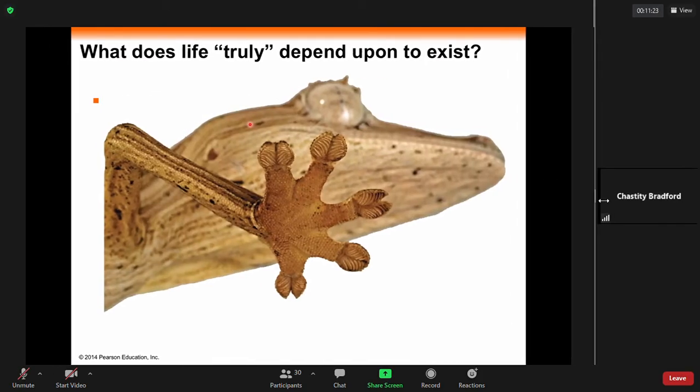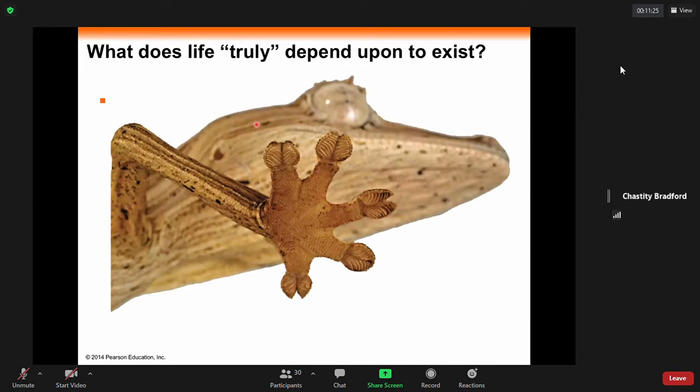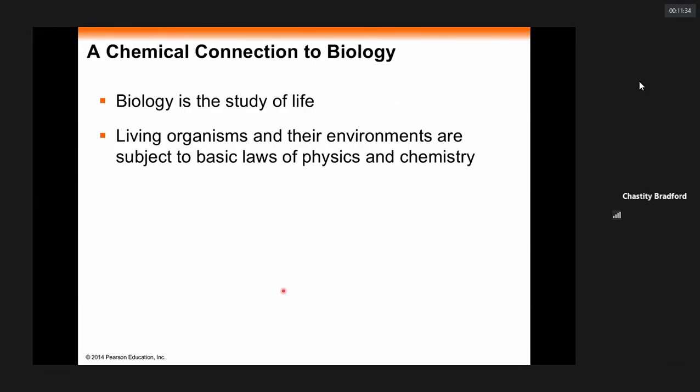This is a gecko, and the ability of the gecko to adhere, if you will, to glass. Not magic, it's chemistry. Okay? We always say biology is a study of life, and it is. But the part that I want you to get from this is that when it comes to life, living organisms and the environments, they're subject to these laws of physics, subject to laws of chemistry.